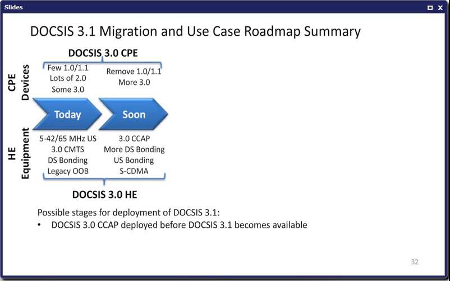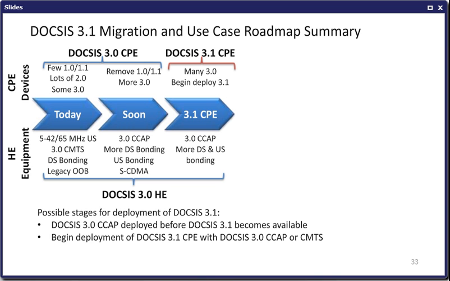Starting with today, as I show in the slide that you hopefully are seeing, most of us have lots of DOCSIS 2.0 devices, many DOCSIS 3.0 devices, and on the CPE side, perhaps a few 1.0 devices still in the network. On the head-end side, we probably all have either 5 to 42 or 5 to 65 megahertz upstream capacity. Many of us have deployed DOCSIS 3.0 CMTSs with downstream channel bonding and have legacy out-of-band to worry about. Soon, before DOCSIS 3.1 becomes available, we will be deploying more DOCSIS 3.0 devices. Almost all of us are deploying exclusively 3.0 devices, and perhaps removing DOCSIS 1.0 and 1.1 devices from the network. On the head-end side, we're all either in the process of or considering deploying CCAP devices with more downstream capacity, deploying perhaps upstream channel bonding, and in some cases, depending on the number of upstream channels, deploying SCDMA.